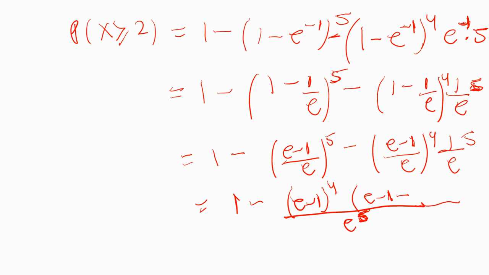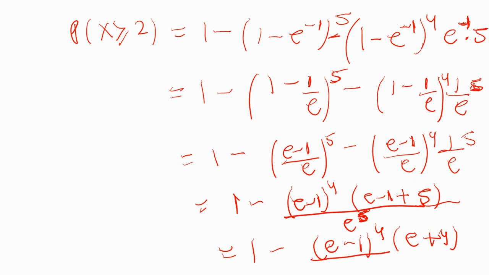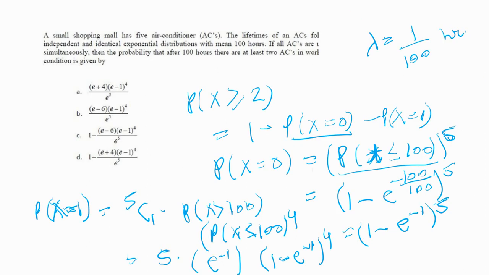Minus, plus e to the power minus 1, and then plus 5. So 5 minus 1 will be 4, so it will be (e minus 1) to the power 4 times (e plus 4), divided by e to the power 5. So this will be the answer. Any doubts?